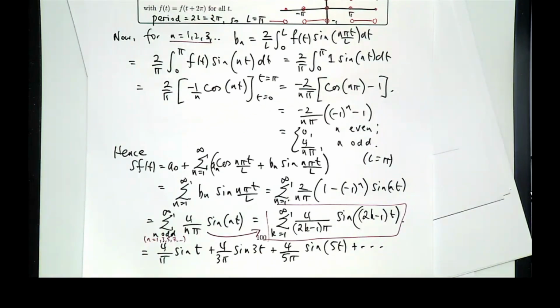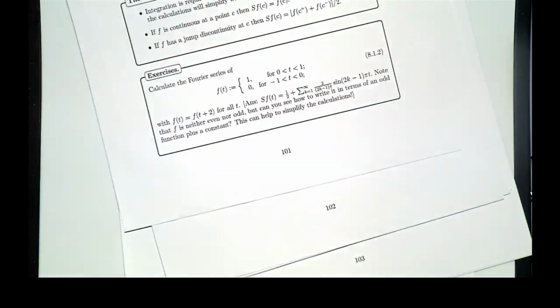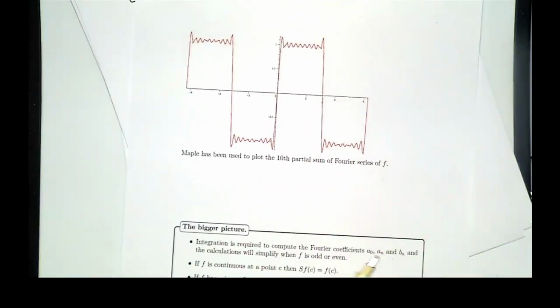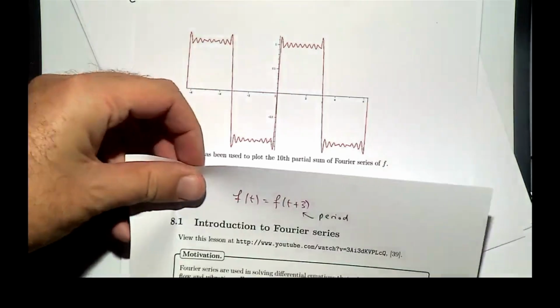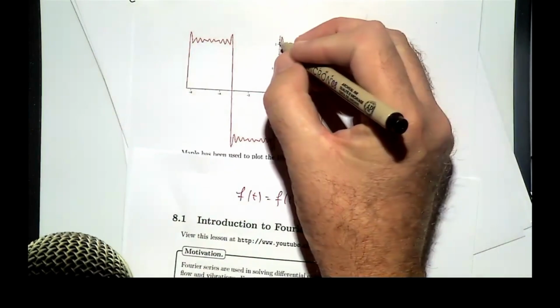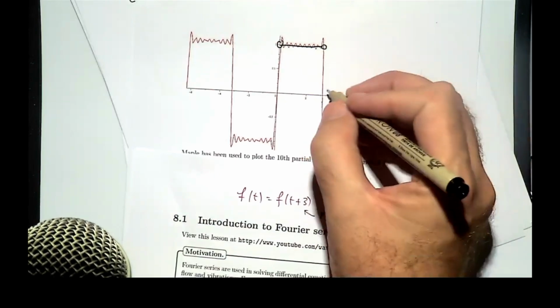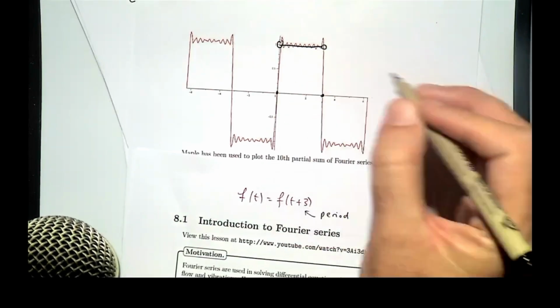So now we've calculated something. Let's go through and have a look at what we produced. I've just used Maple to plot this, and let's just draw in the original function. So it's boom, boom, boom, boom, boom.